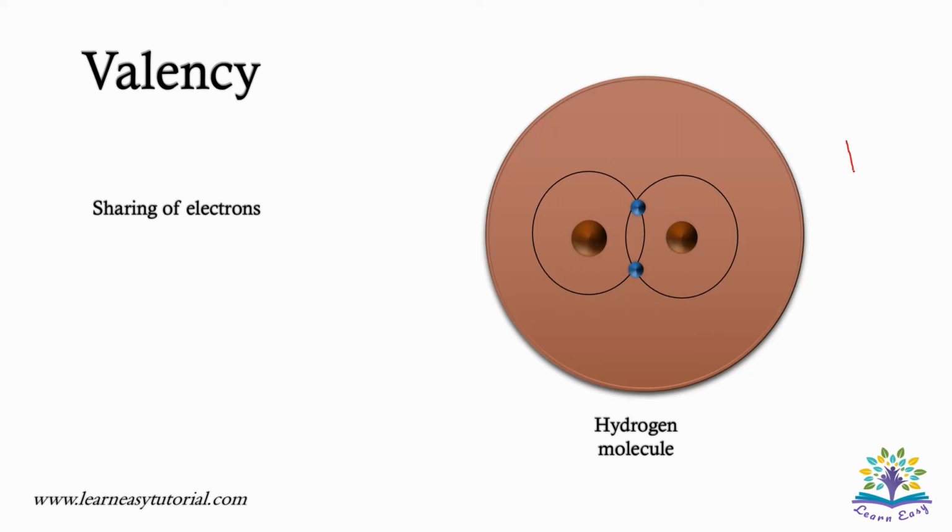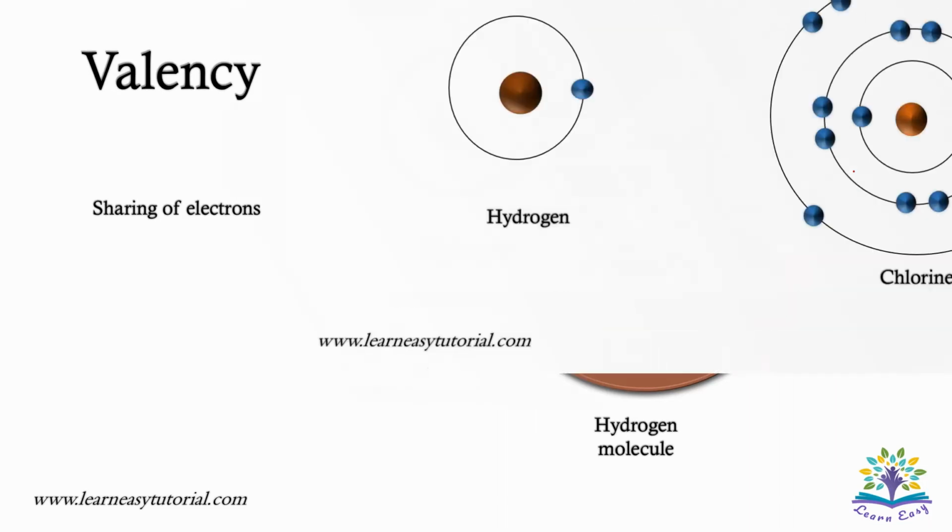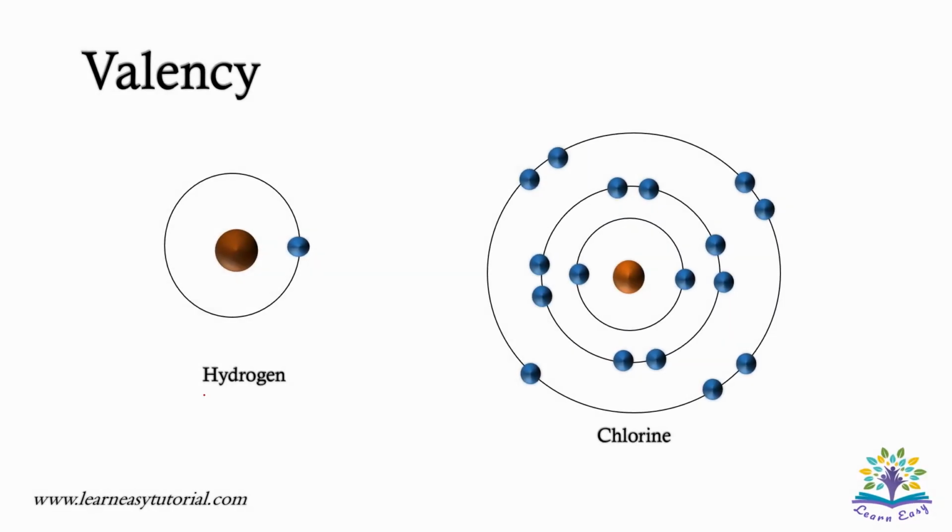Now let's take the case of hydrogen and chlorine. Hydrogen has 1 electron in its outermost shell and chlorine needs 1 more electron to become stable. In this case, hydrogen will lose its electron and chlorine will gain this electron to attain stability.